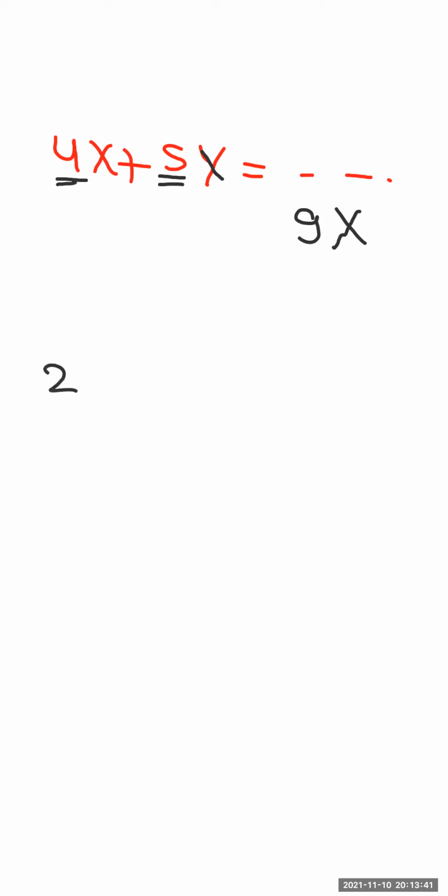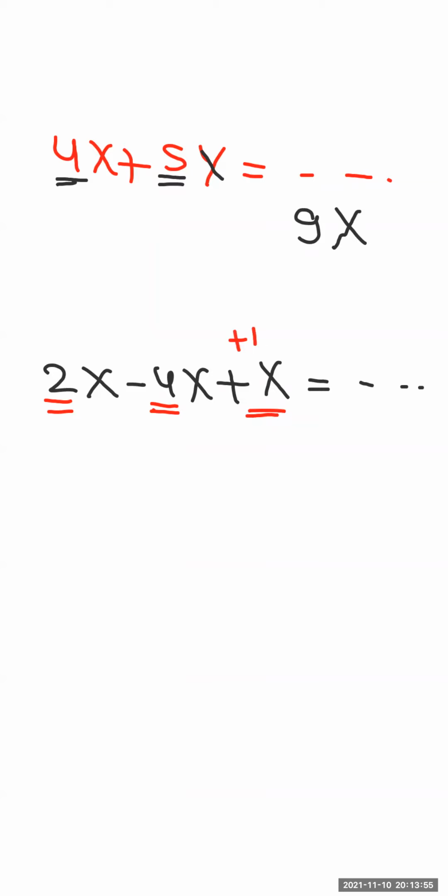The next questions. If there is a question like that, 4x plus 5x equals, as we said before, just add the coefficients, 4 plus 5, so 9x. The next one, 2x minus 4x plus x equals. Here, 2 minus 4 is -2, plus x, which means plus 1. So -2 plus 1 is -1, -1x, which means negative x. Okay?